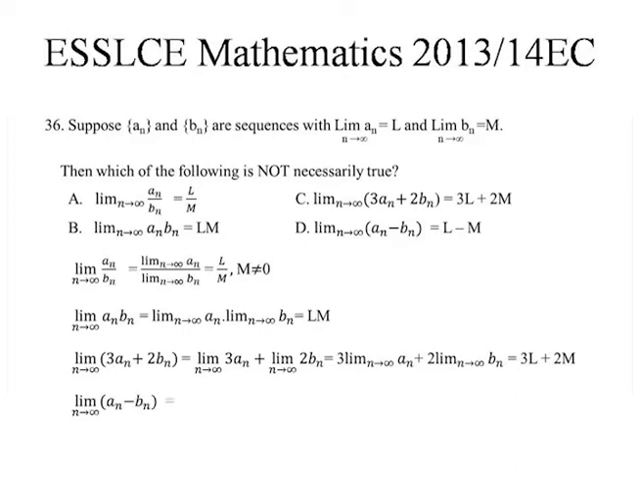Choice D, limit of A sub n minus B sub n as n approaches infinity is equal to limit of A sub n as n approaches infinity minus limit of B sub n as n approaches infinity, which is equal to L minus M. Choice D is also true. So the answer is choice A.